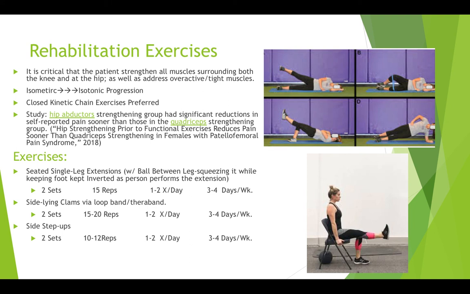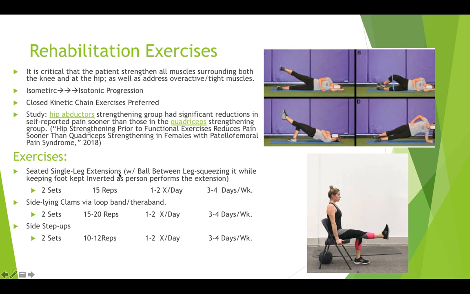Most studies are saying that isometric to start out is best, and closed kinetic chain exercises are preferred, especially starting out. There was one study which I thought was interesting, talking about hip abductors and their importance for strengthening. They had a significant reduction in pain sooner than those who just worked the quadriceps strengthening. So here are some of the exercises that would be optimal for this.